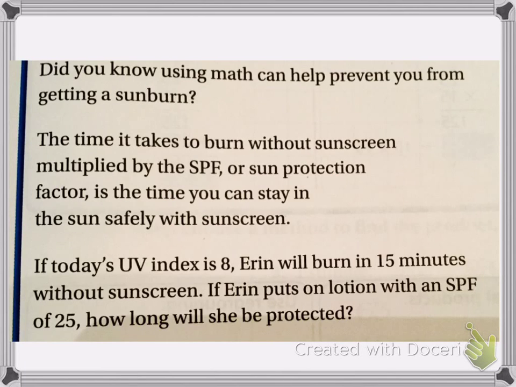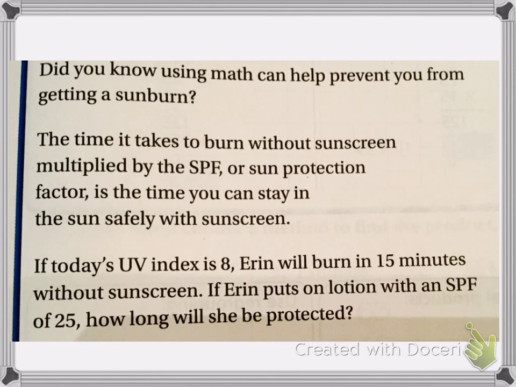We're going to get right into a word problem. And this one I think is kind of interesting because the question is, did you know using math can help prevent you from getting a sunburn? Well, let's find out. It says, the time it takes to burn without sunscreen multiplied by the SPF, or sun protection factor, is the time you can stay in the sun safely with sunscreen. And I hope you're all using it. Okay, here's our question. If today's UV index is 8, Aaron will burn in 15 minutes without sunscreen. If Aaron puts on sun lotion with an SPF of 25, how long will she be protected?